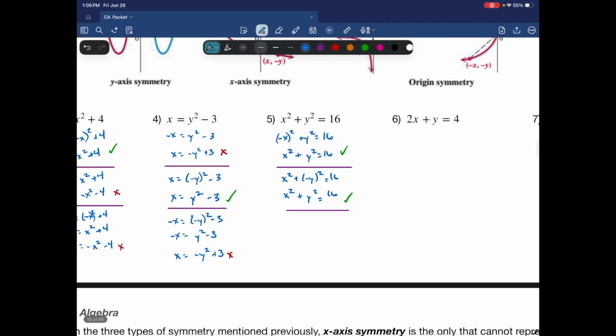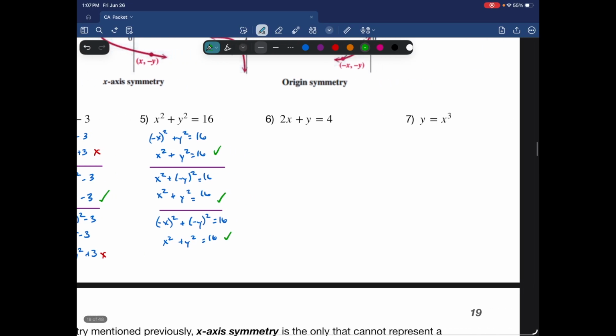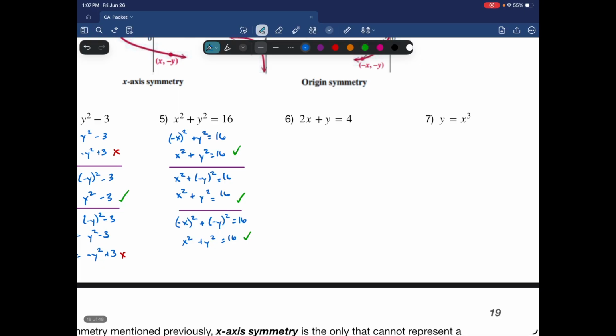Let's test origin symmetry. X squared plus negative y squared equals 16. X squared plus y squared equals 16. This one also has origin symmetry. So x squared plus y squared equals 16. That's actually a circle. So if you knew that, you understand why it has all of the symmetry. All right, 2 more.